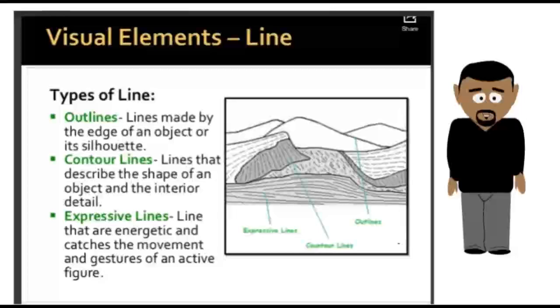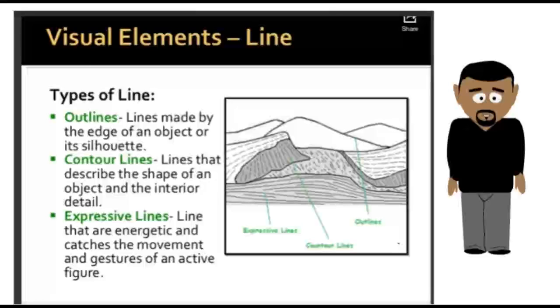Types of lines. Outlines. Lines made by the edge of an object or its silhouette. Contour lines. Lines that describe the shape of an object and the interior detail. Expressive lines. Lines that are energetic and catch the movement and gestures of an active figure.